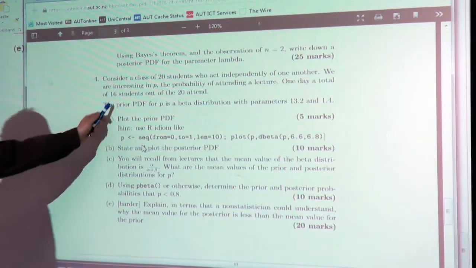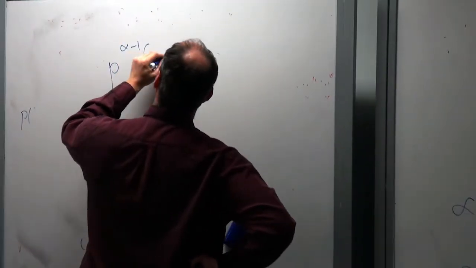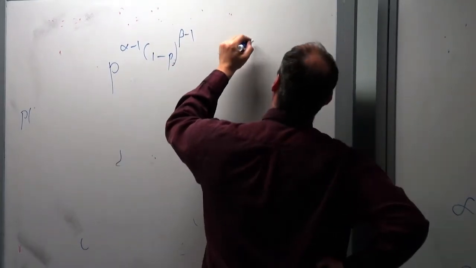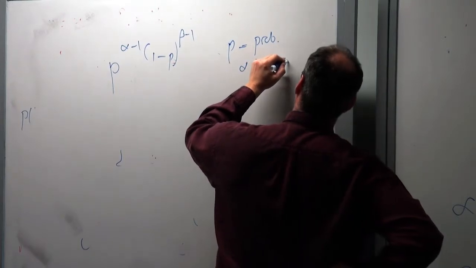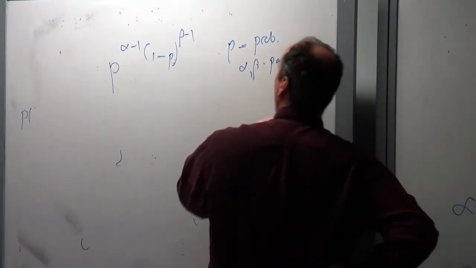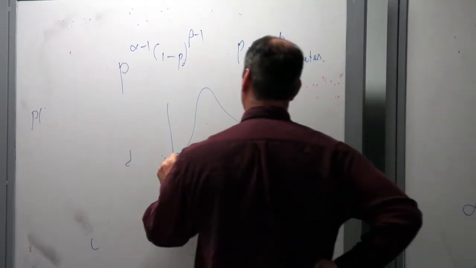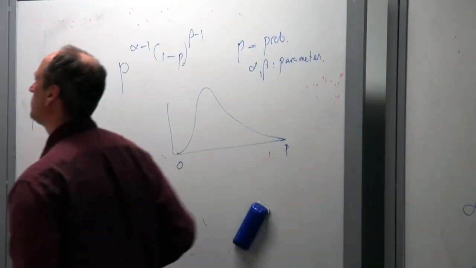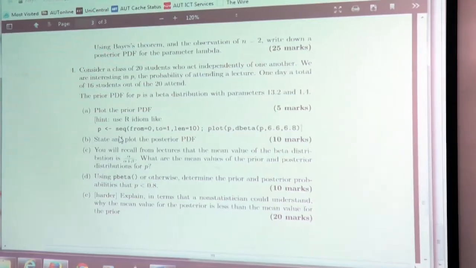The prior PDF is a beta distribution. Let's just remind ourselves what the beta is. The beta distribution is P to the alpha minus 1, times 1 minus P to the beta minus 1. P equals probability. Alpha and beta are parameters. Okay, and it looks like this. The prior PDF for P is a beta distribution with 13.2 and 1.4. Plot the PDF. Hint, use R code like this.